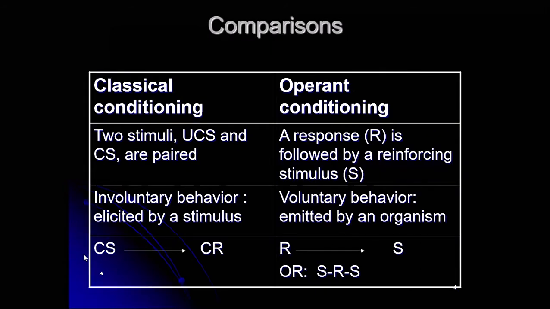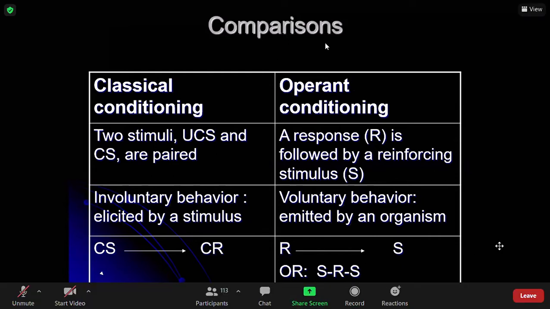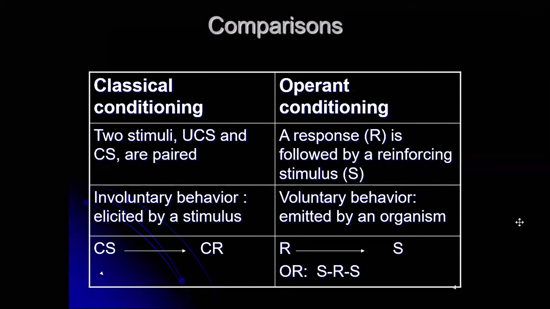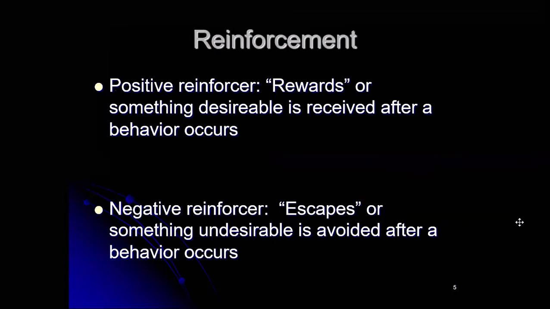So you can see here classical conditioning and operant conditioning. As I've said, in classical conditioning there is an unconditioned stimulus and a conditioned stimulus, with involuntary behavior elicited by the stimulus. For the conditioned stimulus, when the bell is rung, you already know that you will be given food. Like when you have a good grade in school, it is automatic that you will try to learn and have good grades.